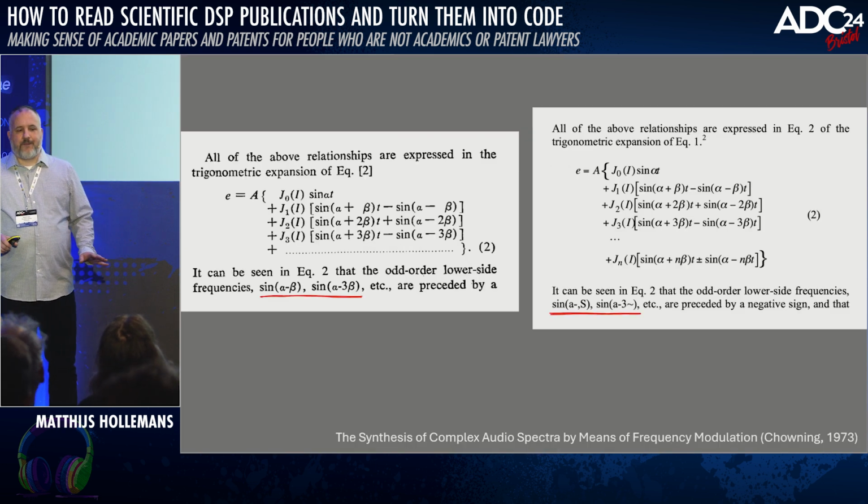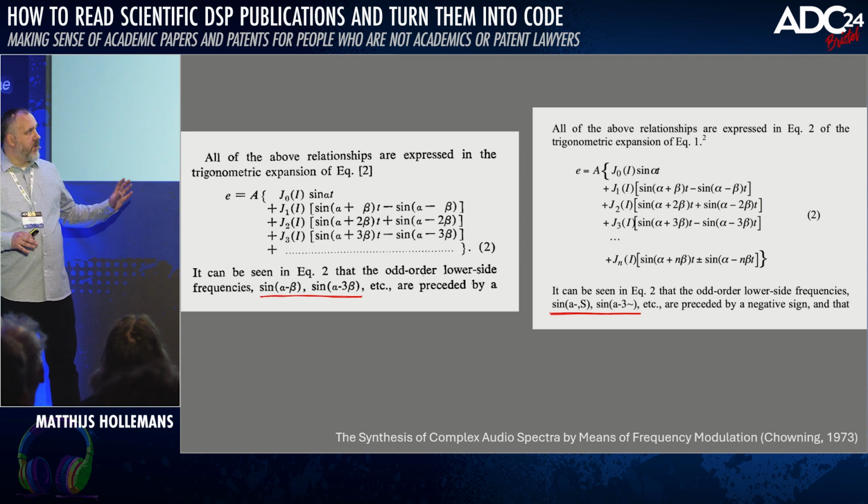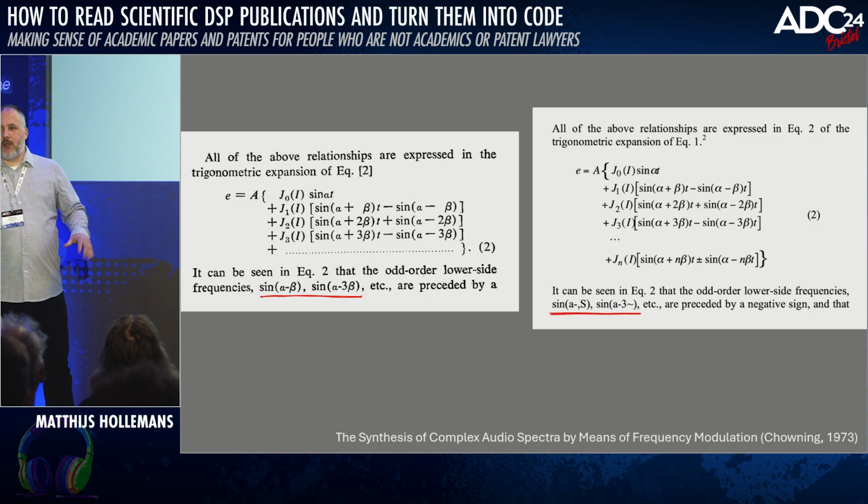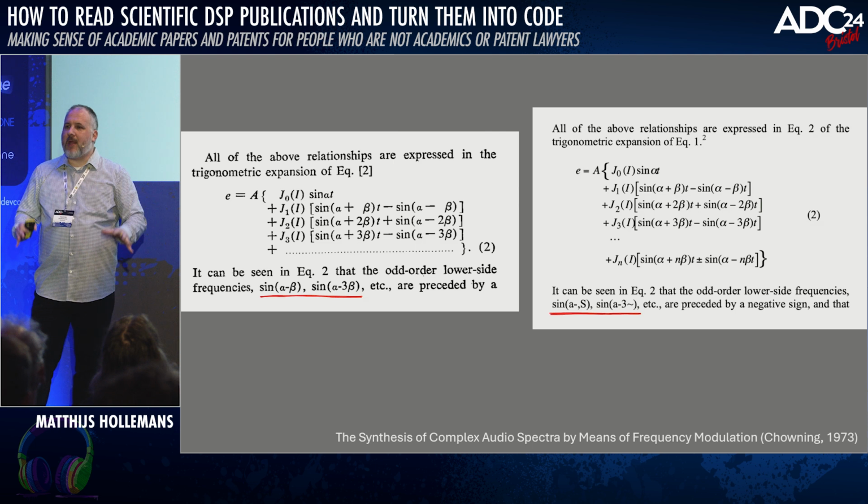Another example, this is from Chowning's famous paper about FM synthesis. This is from 1973. Back then, they did not have PDF files, so somebody was nice enough to scan in the original paper from a book or a journal or something. That's the one on the left. And the one on the right is somebody made a proper PDF version of this.